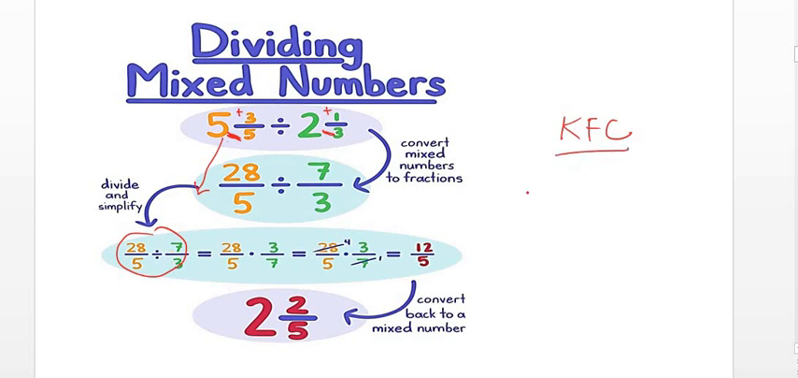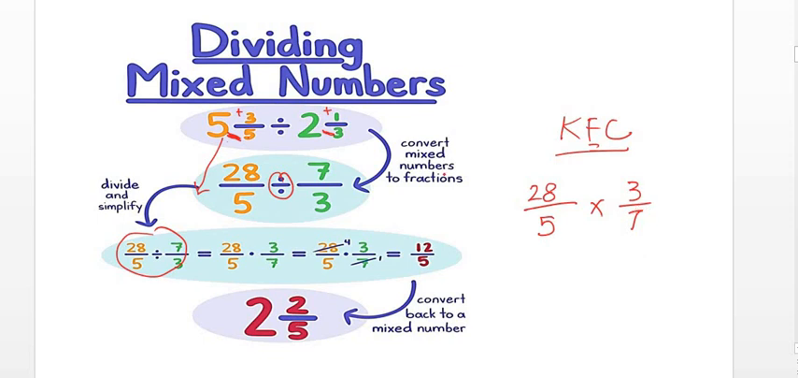Now keeping this word KFC in your mind, you have to keep the first fraction 28 out of 5 as it is. You have to flip the second fraction, that is 7 over 3, so it will become 3 over 7, and C means change the division sign into multiplication. And if you think that you are very good in multiplication tables and you can simplify any of the numbers here, one in the numerator and one in the denominator, then go for it. Or you can multiply right now in this step and simplify in the final step.